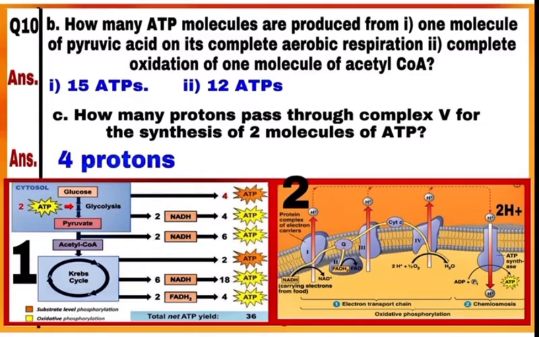Now, part C of the question number 10. How many protons pass through complex 5 for the synthesis of 2 molecules of ATP? Second diagram में check कीजिए. 1 ATP molecule के formation के लिए 2 protons का movement होता है through complex 5, that is ATP synthase. So, for formation of 2 molecules of ATP, 4 protons pass through complex 5.